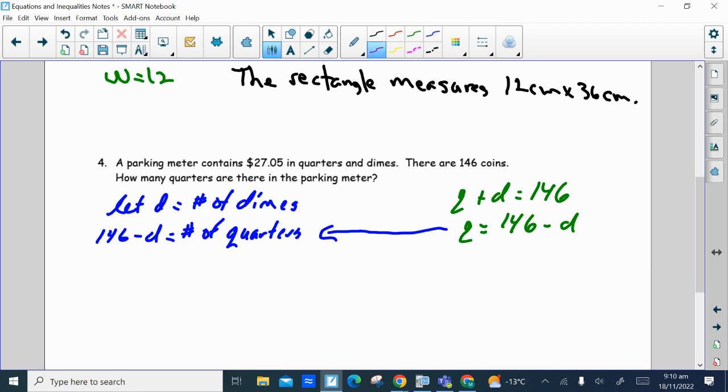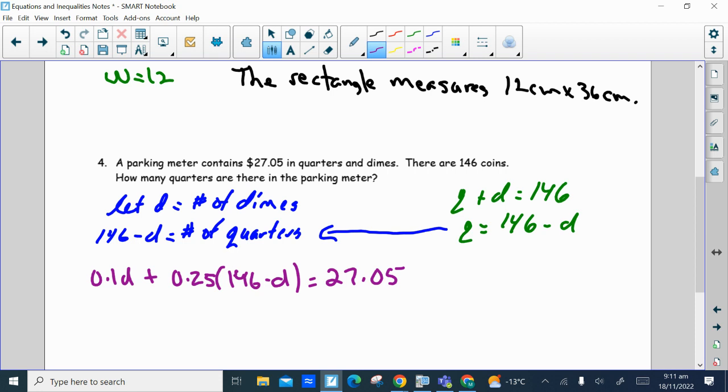And it's going to involve the total amount of money that is in the parking meter. Each dime is worth 10 cents. So 0.1, which represents 10 cents, times D, the number of dimes, plus each quarter is worth 25 cents, or 0.25, times 146 take away D, equals 27.05. There's my equation.